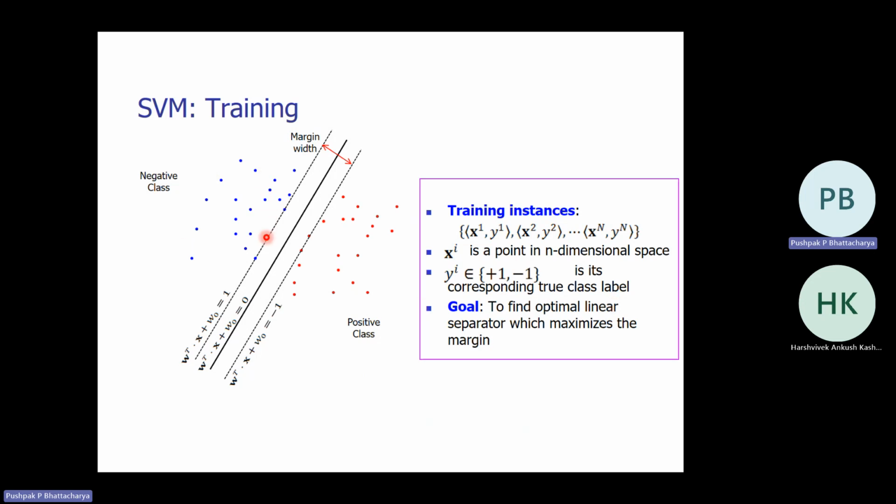Let's say these belong to people whose loan has been sanctioned, and these red points belong to people whose loan has not been sanctioned. The x1 vector is for the first loan applicant, x2 vector is for the second loan applicant, and so on. Let's say the first loan applicant's application was successful, then y1 will be equal to +1. Let's say for x2 it was not successful, then y2 will be equal to -1. This is how the data points are given.